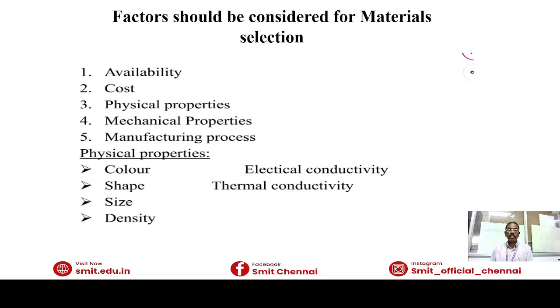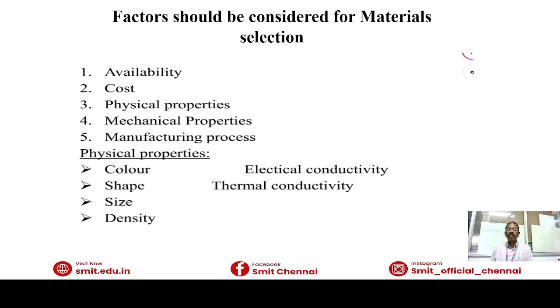The first factor is availability. The next one is cost. The third one is physical properties. The fourth one is mechanical properties. And the fifth one is the manufacturing process. Next, physical properties. The physical properties relate to the aesthetics of the particular product, for example color, shape, size and density.